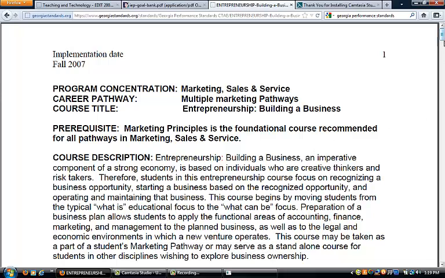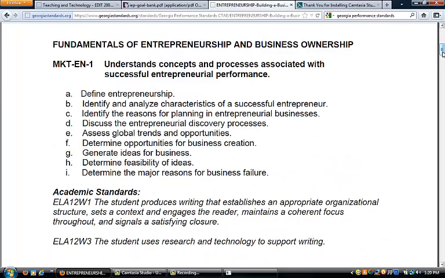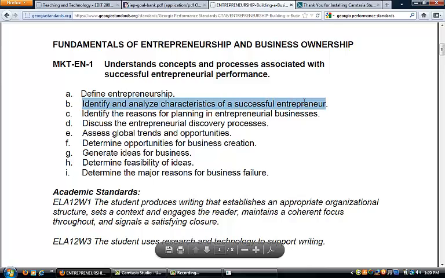This is an actual syllabus, but they do have the standards that are listed. My first standard is: understand concepts and processes associated with successful entrepreneurial performance. But then we have specific standards down here. And if you even see up under there, we still have some English language arts standards that would support my overall standard. What I would like to select is the second one: identify and analyze characteristics of a successful entrepreneur. Okay, so that is going to be the standard that we start the next video with.